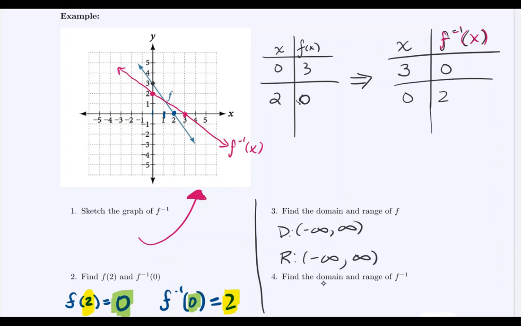Now the domain and range of f inverse, we know it just switches the domain and range of the original. So in this case, the domain of the original is this, so that would be the range of the inverse. Now in this case, they happen to be the same thing, so you're not going to see the pattern really, but it's still going on here. The range of the original becomes the domain of the inverse.